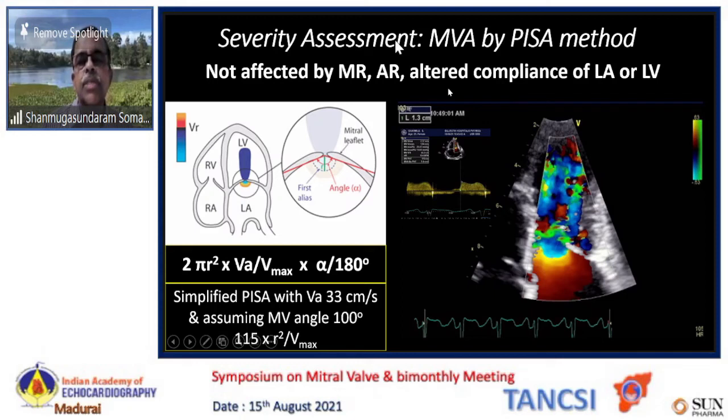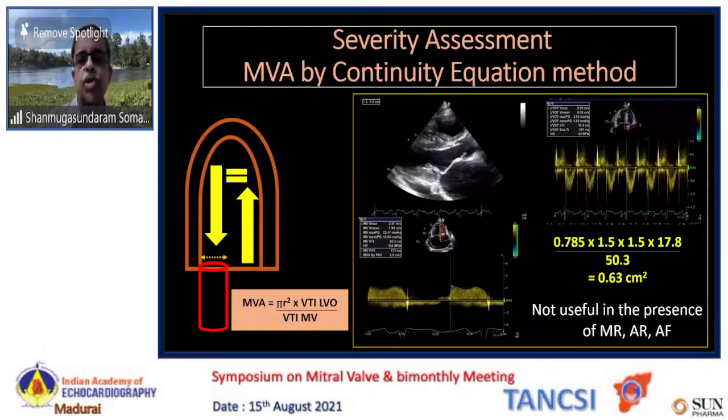The advantage with this PISA method is it is not affected by mitral regurgitation or aortic regurgitation, and even the compliance may not affect it. But the problem with this is too many measurements, so there are multiple chances for errors to happen.